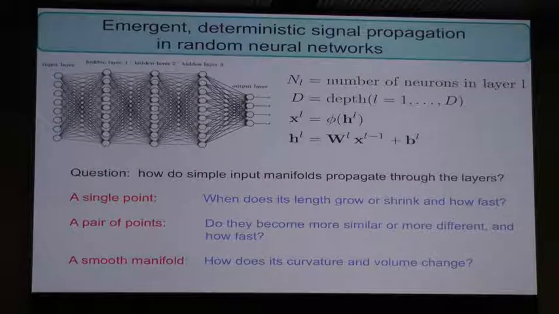Okay, the basic questions I'd like to ask are, how does a single pattern propagate through the network? A single point is like a pattern of activity across neurons in the input layer. It's a point in this n-dimensional space. Its length can either grow or shrink as it propagates through the system. But more importantly, a pair of points: if I put two input patterns in the system, do they become more correlated over the layers, or do they become more decorrelated over the layers? That's the second question I'd like to ask. Then a smooth manifold: if I propagate a smooth manifold through the system, how does its curvature and volume change?